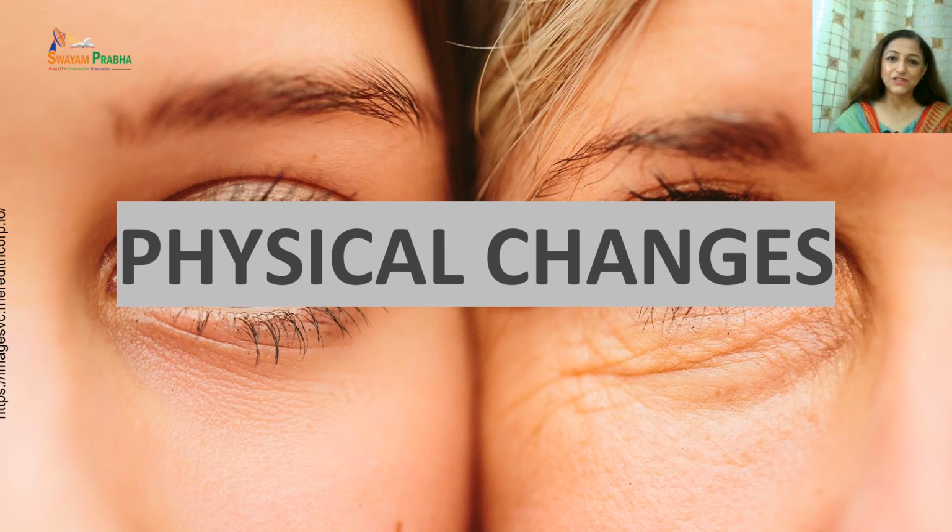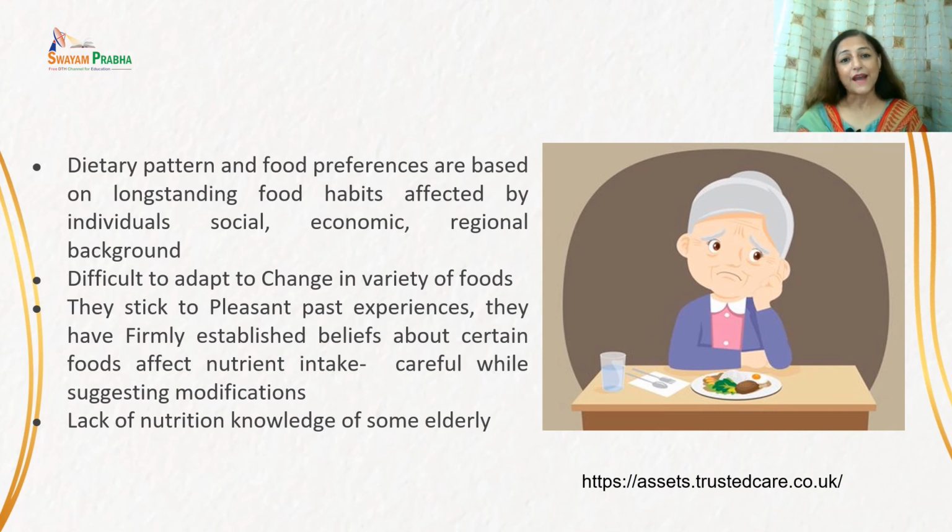And their dietary pattern also gets impacted because of the aging process, because food preferences are based on the food habits which they have acquired over years of their life, and many factors contribute, such as social factors, economic factors, regional background, or certain individual choices. So that is why the elderly have a fixed kind of lifestyle.